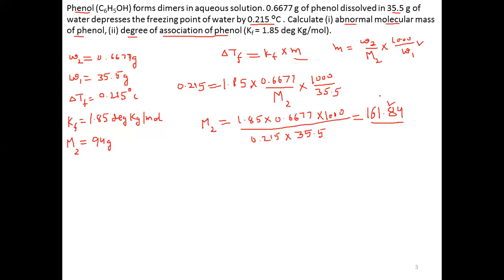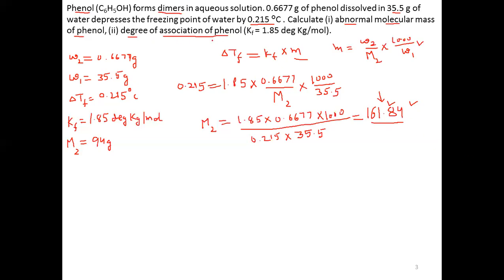Now this molecular weight of phenol calculated experimentally is not equal to its actual molecular weight. Why? Because in this solution the phenol has been dimerized. That means the number of molecules have been associated. So that leads to abnormal molecular mass. So now from this we can calculate iota. The second part is degree of association of phenol.